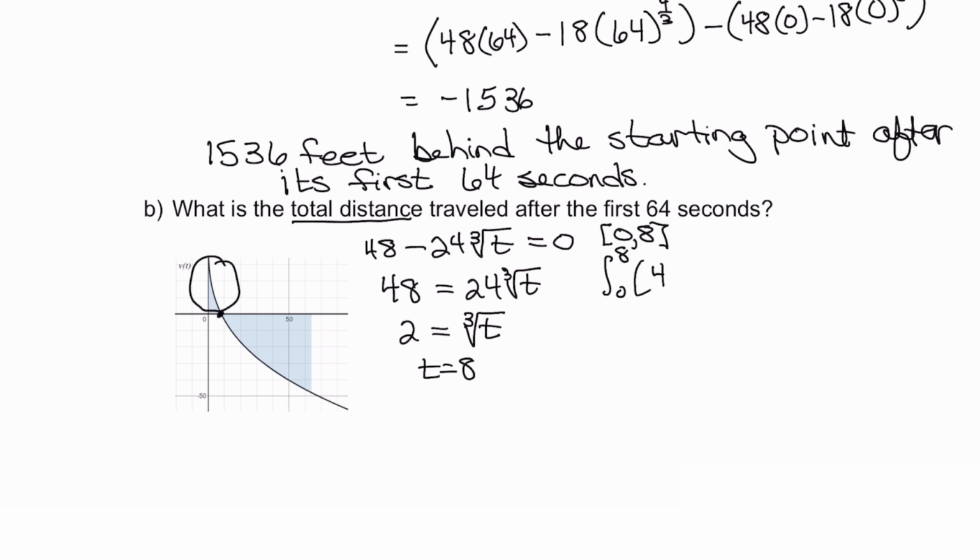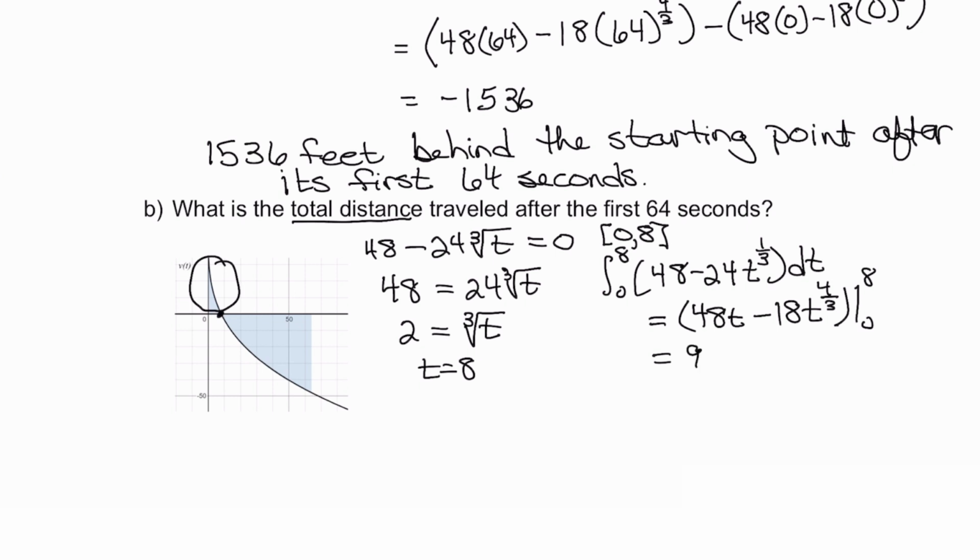And that's the integral 0 to 8 of 48 minus 24 times t to the 1/3 power dt. We already found the antiderivative for this in the previous work. So we have that's equal to 48t minus 18t to the 4/3, and we're evaluating that from 0 to 8. When you plug in the 8, then minus plug in the 0, you get a value of 96.